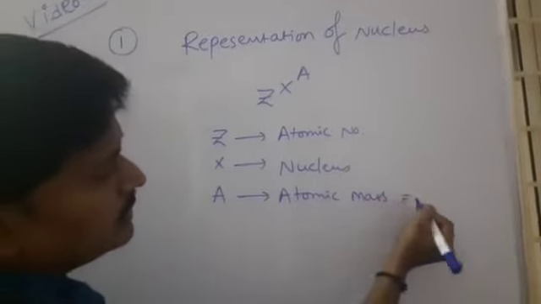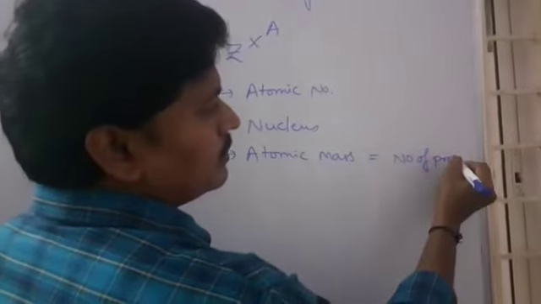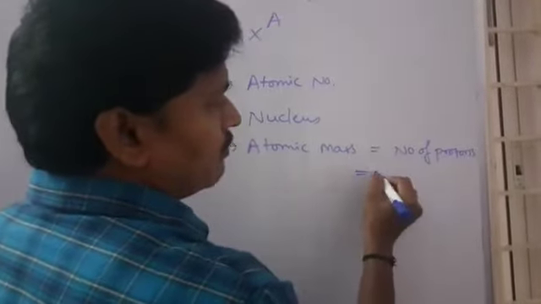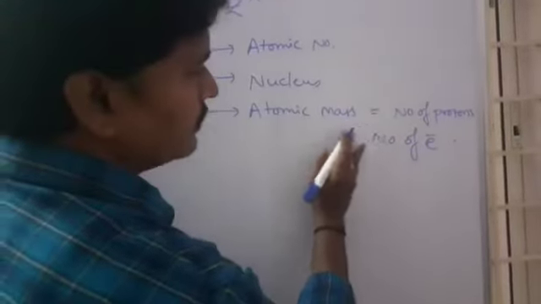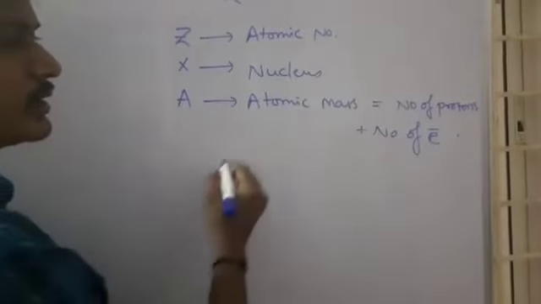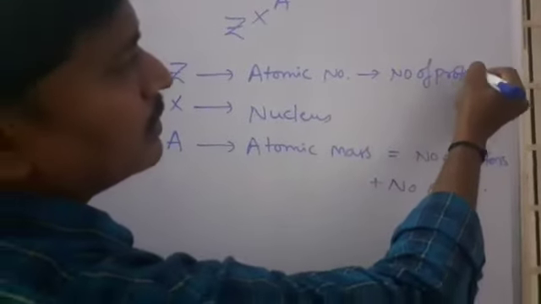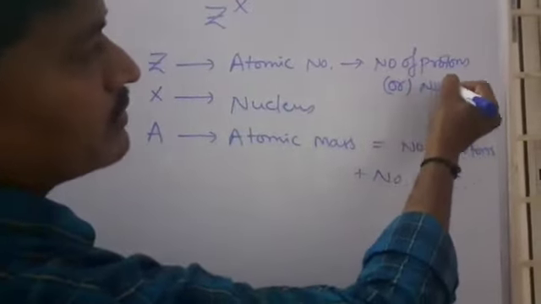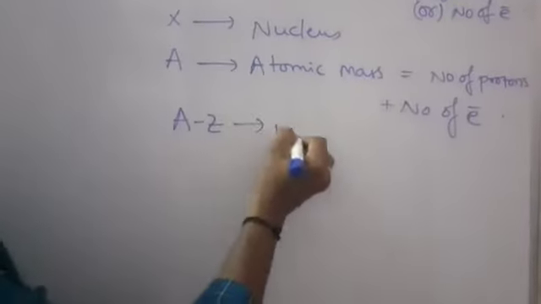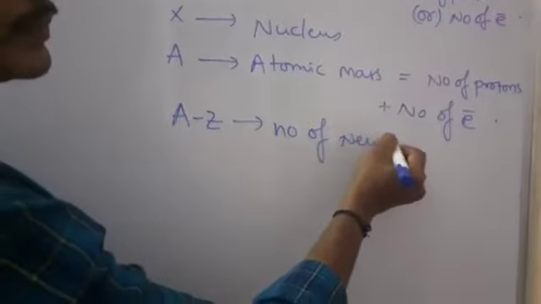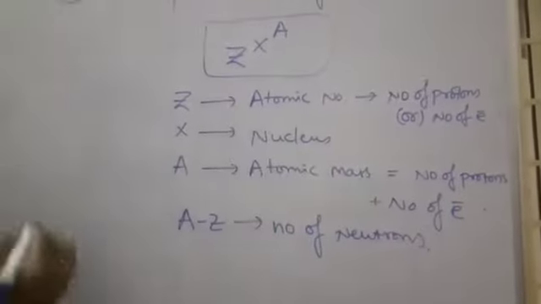Atomic mass is equivalent to the number of protons plus the number of neutrons. The number of protons is equivalent to the number of electrons. Here A minus Z is equal to the number of neutrons. So this is the nucleus representation.